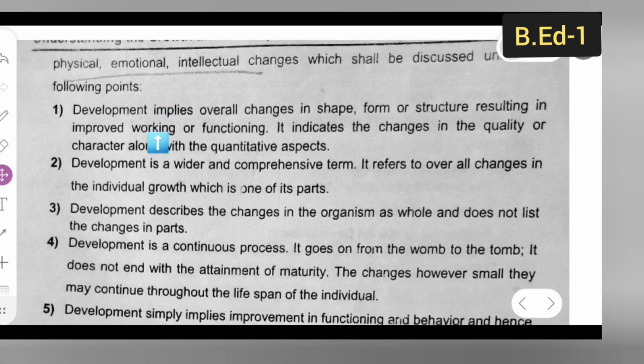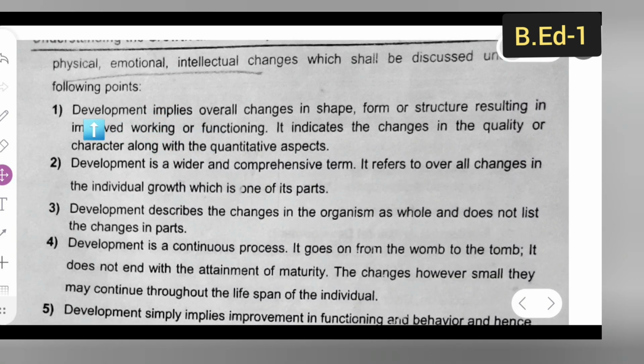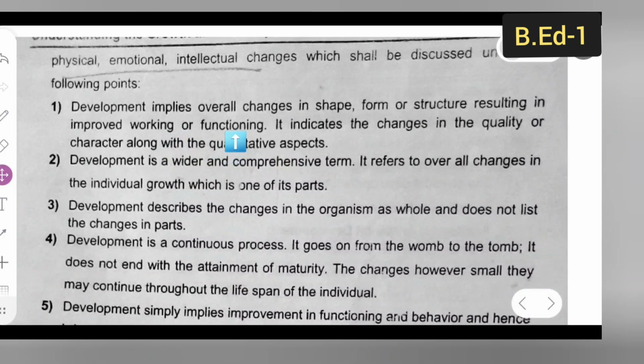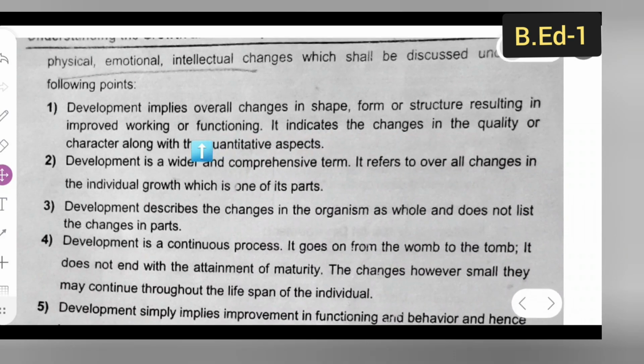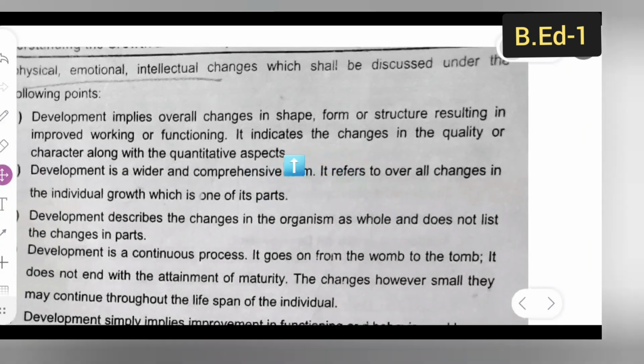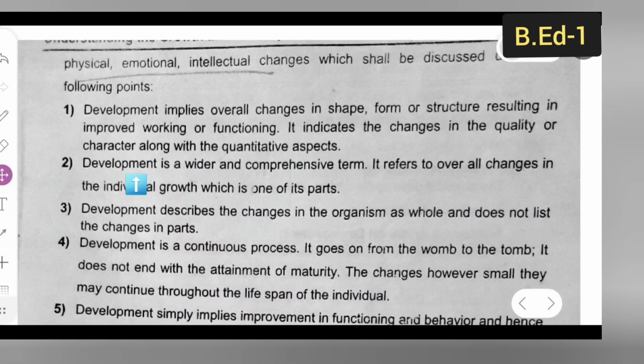Now, here are the following points. You all can take down. First point will be, development implies overall changes in shape, form or structure, resulting in improved working or functioning. It indicates the changes in the quality or character along with the quantitative aspects. Second, development is a wider and more comprehensive term. It refers to overall changes in the individual, of which growth is one of the parts.